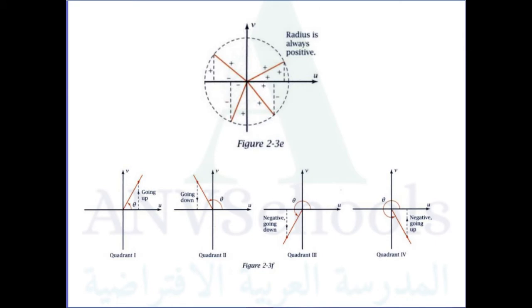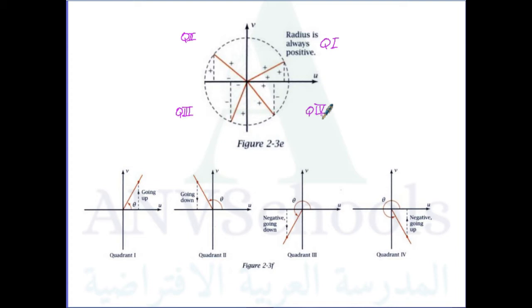So we have 4 quadrants here. Remember, in your Cartesian coordinate system, you have 4 quadrants. This is quadrant 1. We could abbreviate this as Q1. This is quadrant 2. This is quadrant 3. This is quadrant 4. And the essence of these quadrants is to determine the values of your sine and cosine theta.